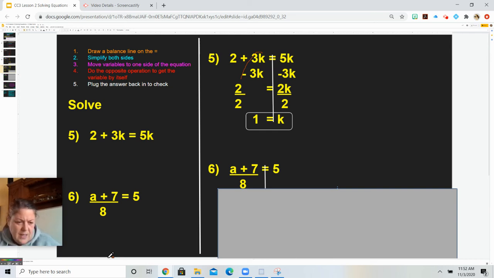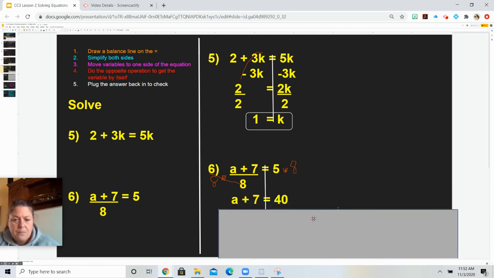Wondering how many of you recognized that you actually needed to get rid of this dividing by 8 first in this case. And I'm going to actually do that by multiplying both sides by 8. If we had known what the value of a was, we could add 7 and then divide by 8, but we have to work backwards. So I need to make that a giant 1 by multiplying both sides by 8. So on the left-hand side, that gives me this a plus 7. And on the right-hand side, that does give me 40.